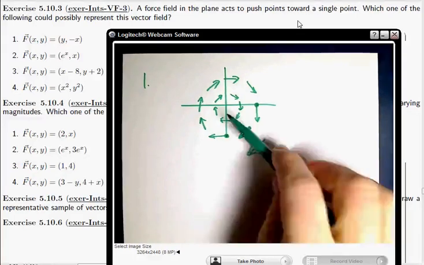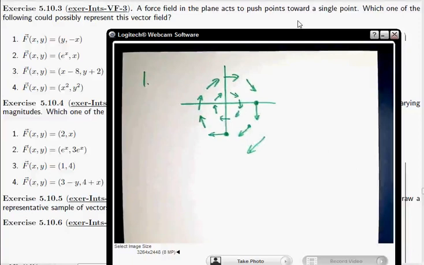Now, do these vectors represent a force toward a single point? No, it just doesn't. Right, so we eliminate this as a possibility.